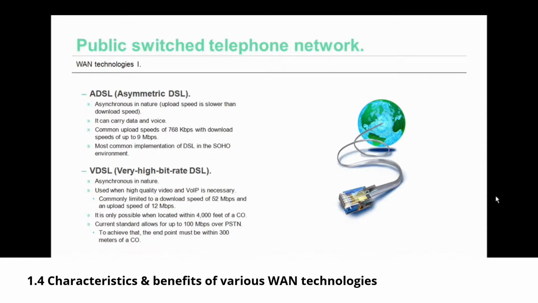There is an exception to what I just told you though. The current standards do allow for up to 100 megabits per second speed over the PSTN using VDSL, but in order to achieve that, you must be within 300 meters of the central office.